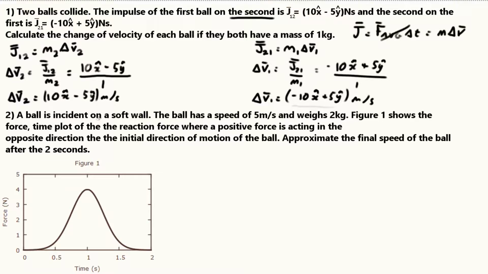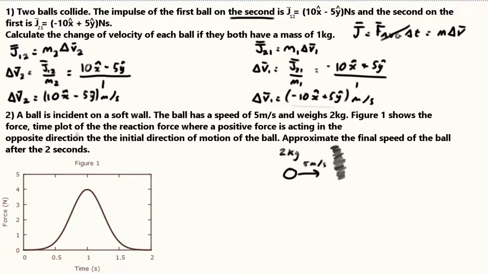A ball is incident on a soft wall. The ball has a speed of 5 meters per second and weighs 2 kilograms. Let's draw this in the diagram. Here we have our soft wall, which is drawn like this, and we have a ball rolling towards it with a mass of 2 kilograms and a speed of 5 meters per second.